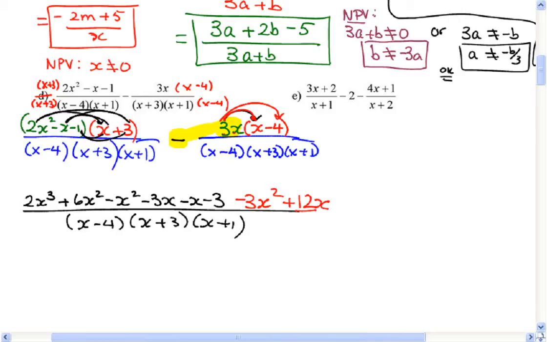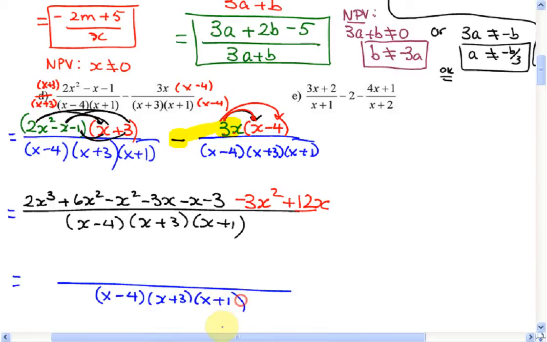All right, let's keep going. I want to simplify. Can you group like terms in the numerator? Please say you can. 2x cubed, it's just by itself. Okay? 6x squared minus an x squared, that's 5x squared. Minus 3x squared gives you how many x squareds? 2.